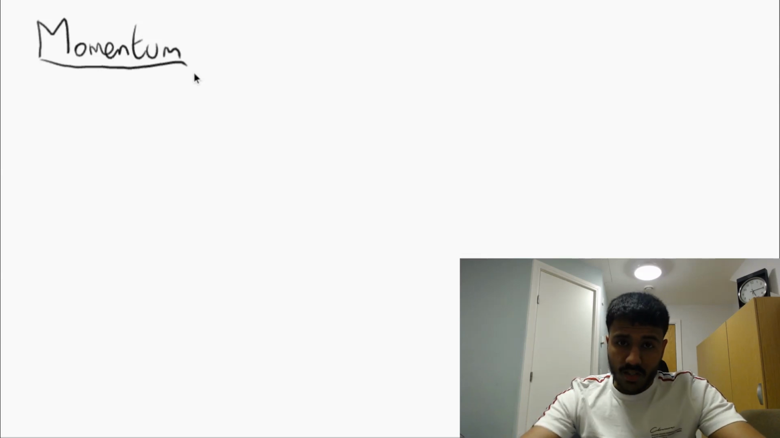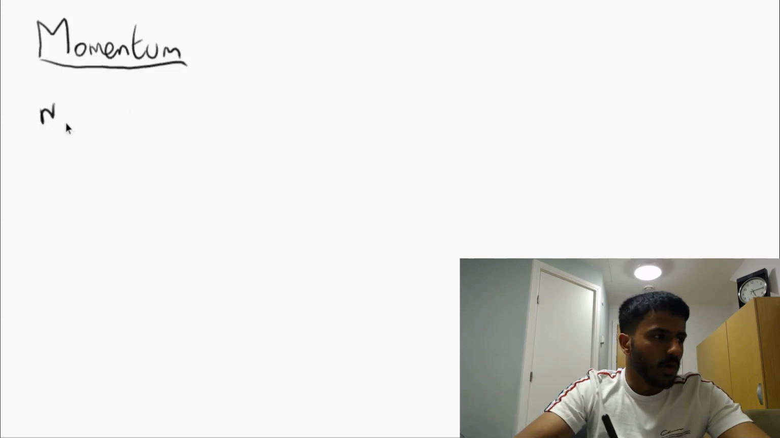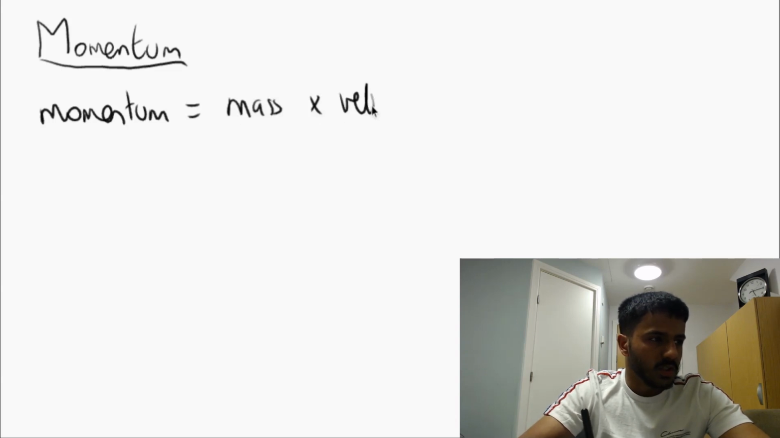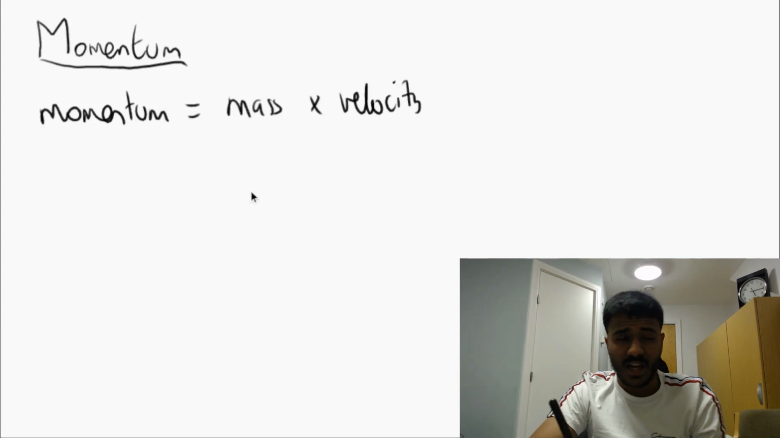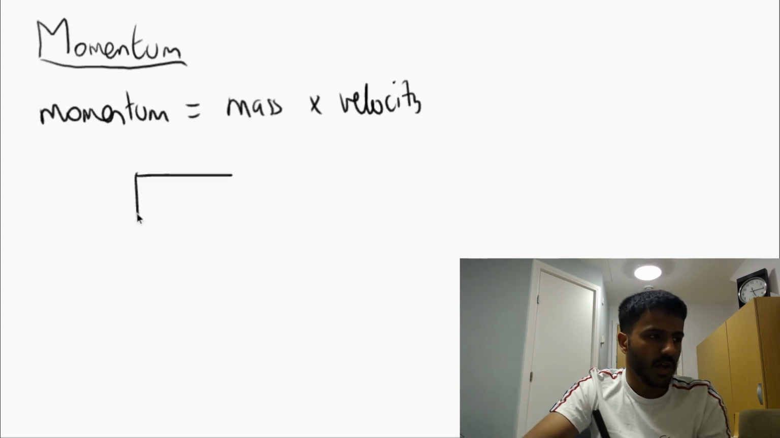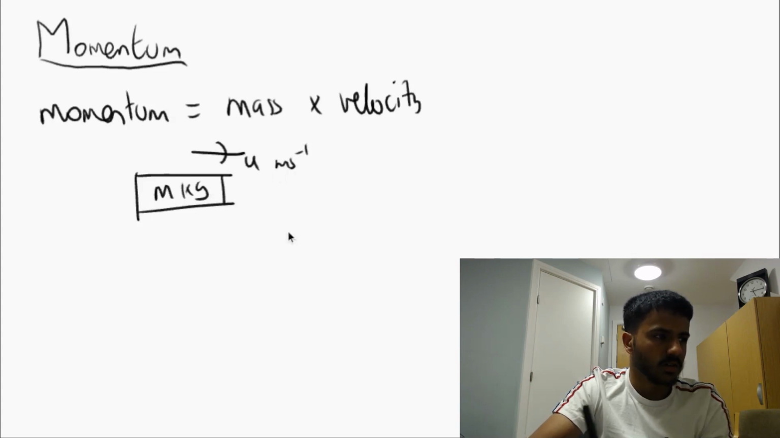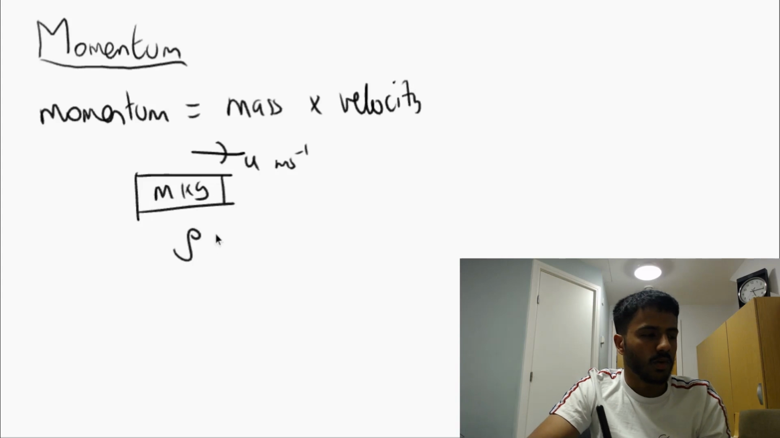Alright, so today we're going to be talking about a concept called momentum. So, what is momentum? Well, the momentum of an object is given by the equation mass times velocity. So, let's say that I had this mass of m kilograms and it was moving this way at a speed of u meters per second. The momentum of this block would be mu.